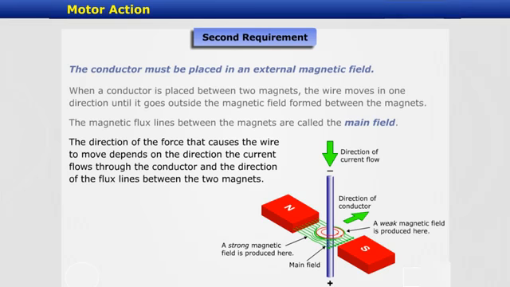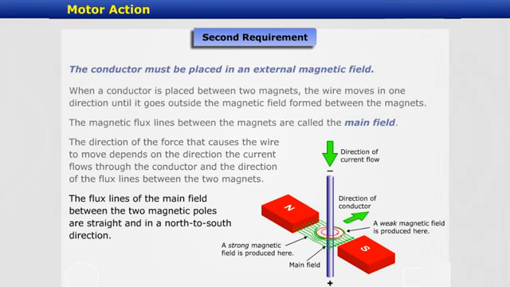The direction of the force that causes the wire to move depends on the direction the current flows through the conductor and the direction of the flux lines between the two magnets. The flux lines of the main field between the two magnetic poles are straight and in a north to south direction.